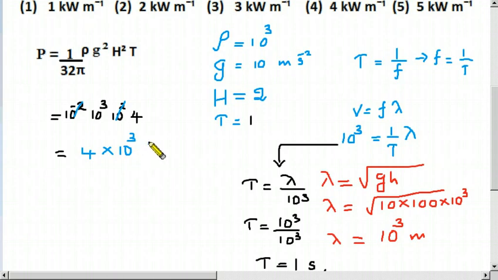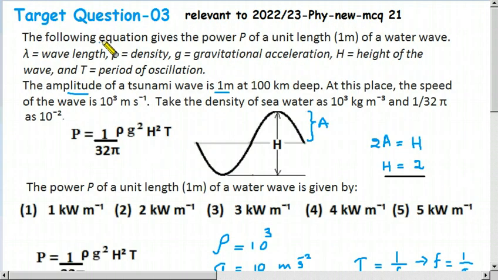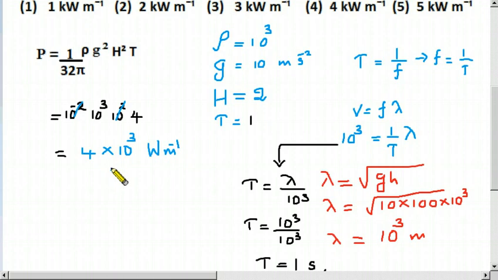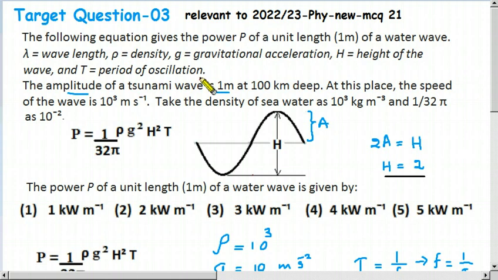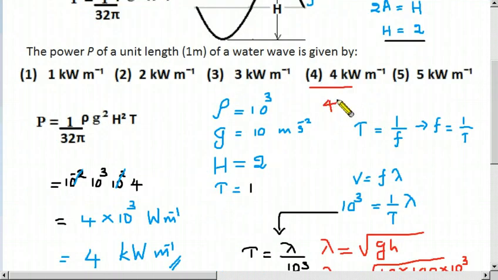The unit is watt per meter, because they have mentioned it: the following equation gives the power, measured in watt, per unit length. So the answer is in kilowatt per meter. To convert into kilowatt we have to remove this 10 power 3, or divide by 10 power 3. So only 4 kW, small k, capital W, kilowatt per meter, kW m^-1. So this one is the answer, the fourth one.